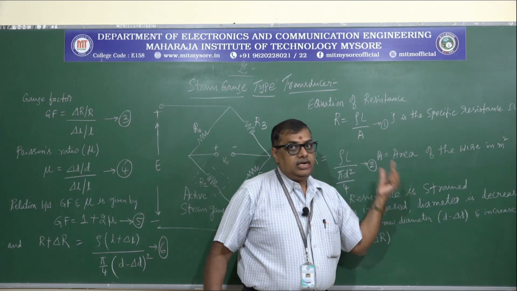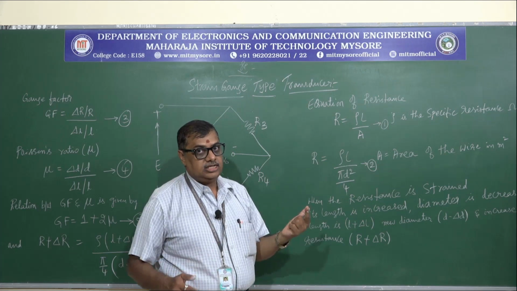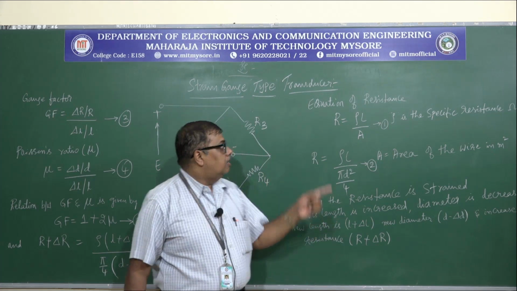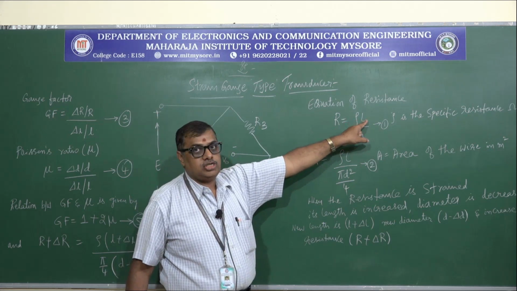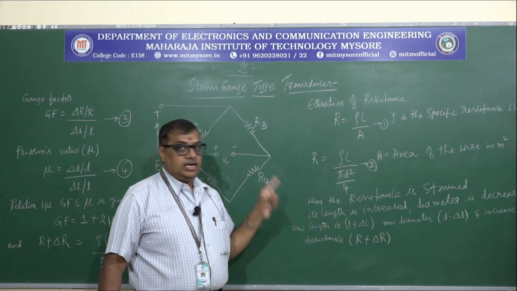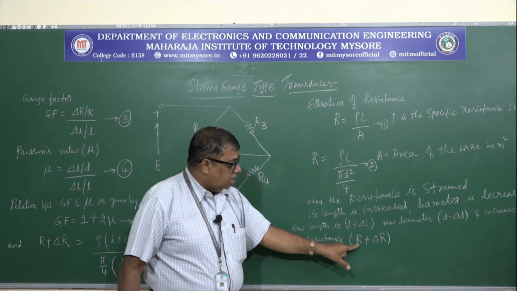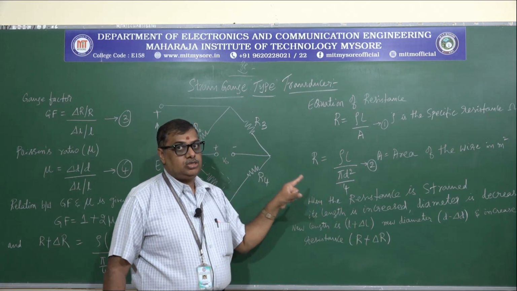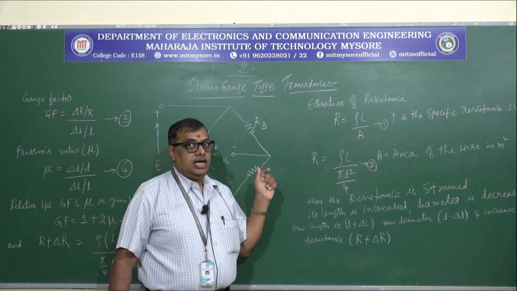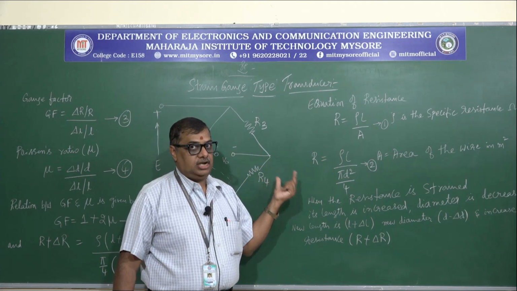Whenever it is strained, resistance obviously increases. As the length increases, resistance should increase, because if you see the equation here, R is directly proportional to L. So the resistance should increase. Here I have written the resistance as R plus delta R. These are the changes that are going to happen whenever a resistive material used as a strain gauge is being strained.